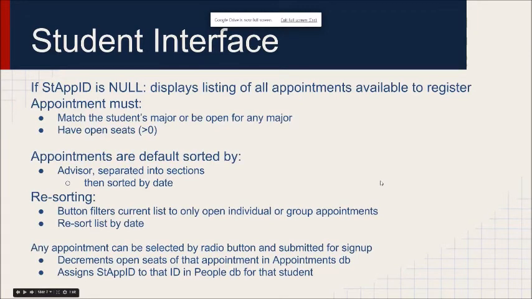So next up is the student interface. In case you forgot, the student appointment ID is the pointer to the appointment the student has currently signed up for. If that is null, it will display a list of all available appointments to register. The constraints here are that the appointment must be for the student's major and have seats available. By default, these appointments are sorted by the advisor and by date. And if the student so chooses, he can resort the list to contain only group or individual appointments.